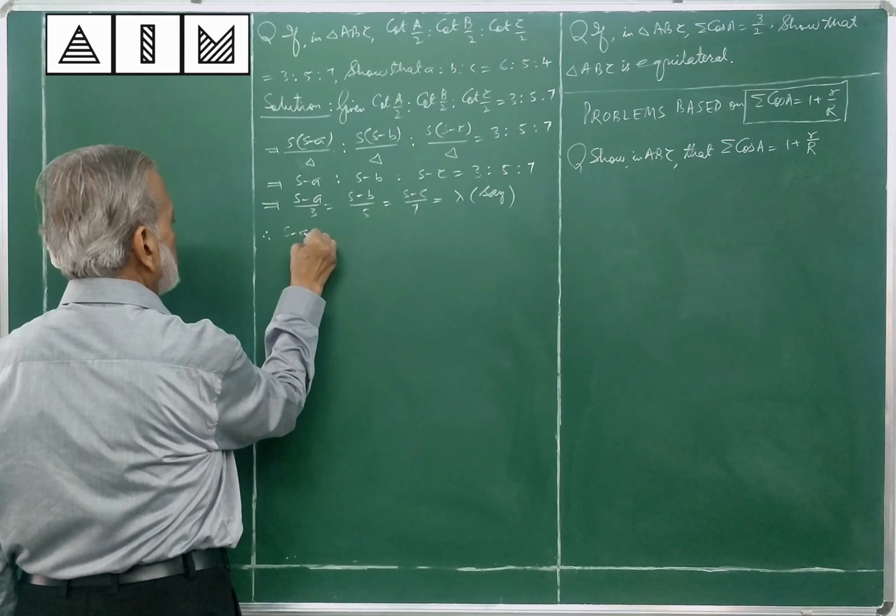Secondly, S minus B is equal to 5 lambda here gives 15 lambda minus B is equal to 5 lambda, giving you B is equal to 10 lambda. Lastly, S minus C is 7 lambda. 15 lambda minus C is equal to 7 lambda. Therefore, C is equal to 8 lambda.